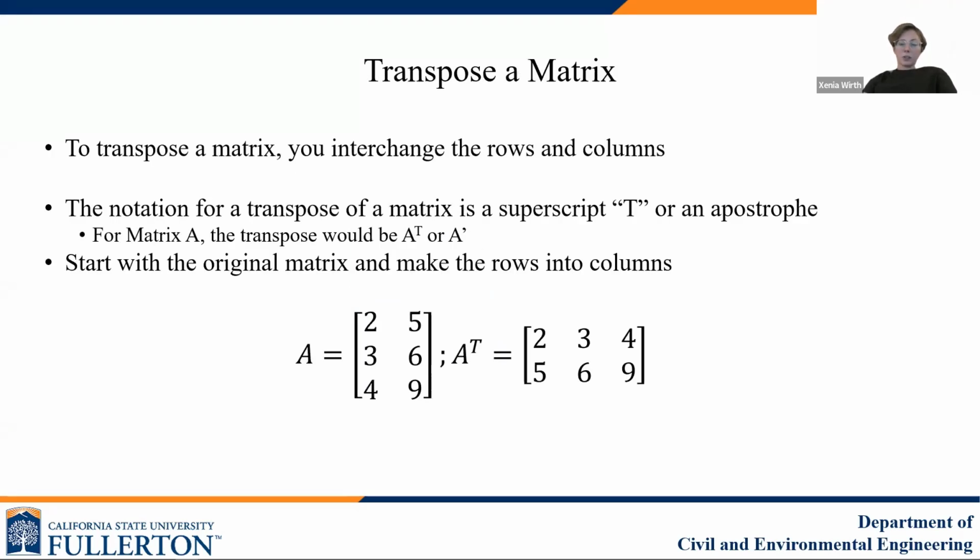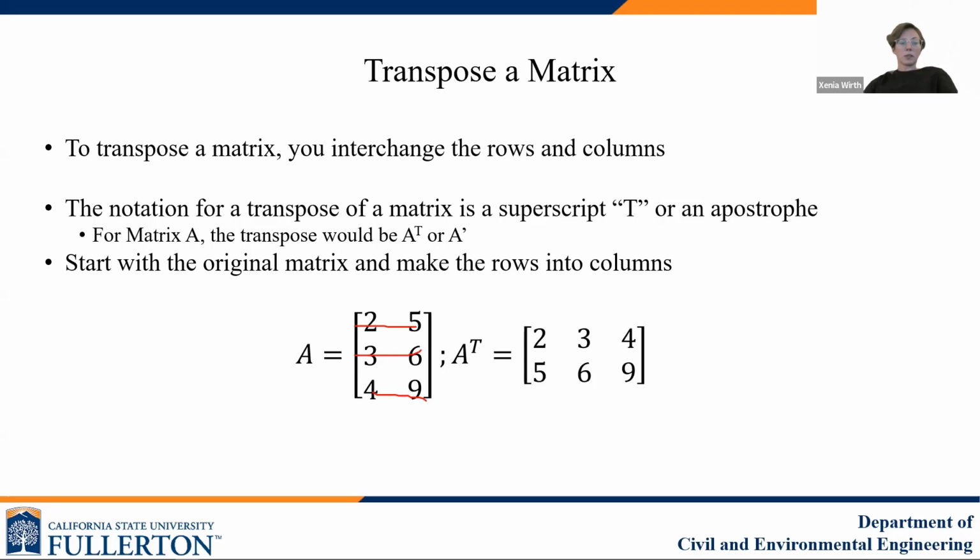To transpose a matrix, luckily this is pretty fast. You interchange the rows and columns. The notation for a transpose of a matrix is a superscript T or an apostrophe. If this matrix is named A, the transpose would be A superscript T or A apostrophe. To transpose a matrix, you make the rows into columns. So the rows of matrix A are 2 and 5, 3 and 6, and 4 and 9. And I simply move those around until I make those into my columns of my new matrix.